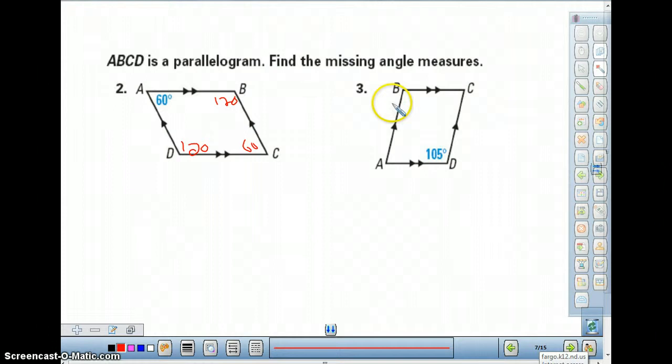Okay, same thing with this one. Across from D we have B, that's going to be 105. Okay, and then next to each other, so here or here, we've got 180 minus 105 is going to give me 75 there, and across from 75 is congruent, so that one too is going to be 75.